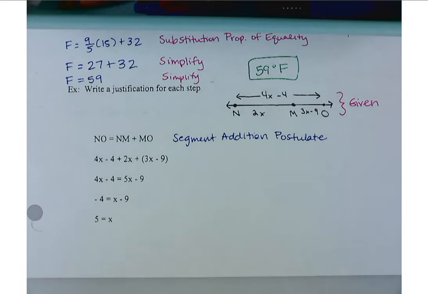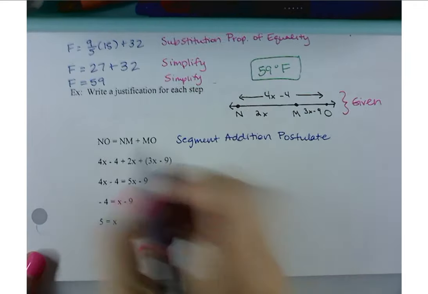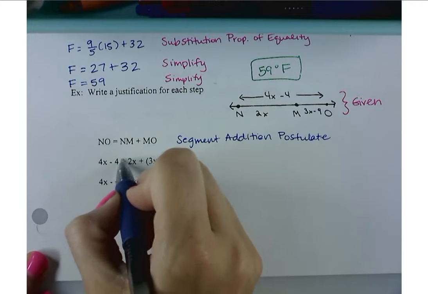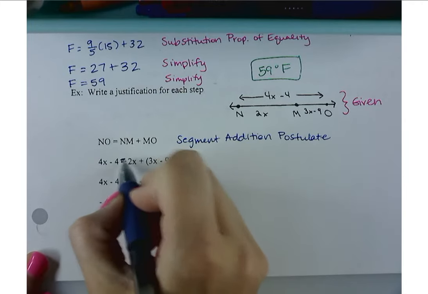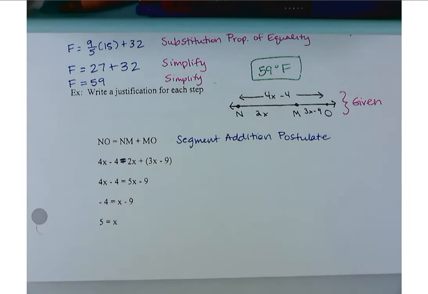Oh, and yeah, this should be an equal sign here. Will you guys change that? I was confused. Instead of, after 4 it says plus, it should say equal.